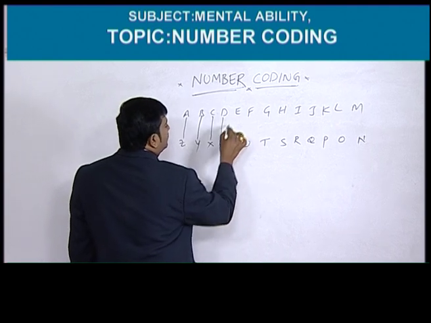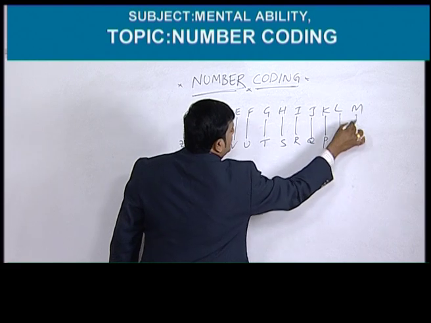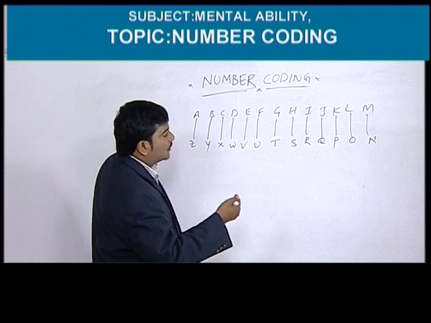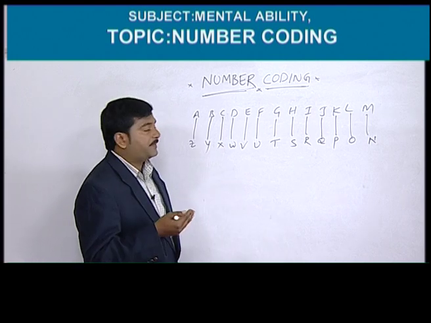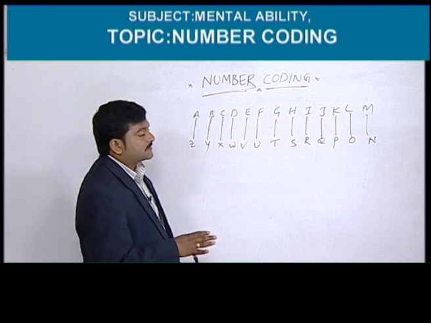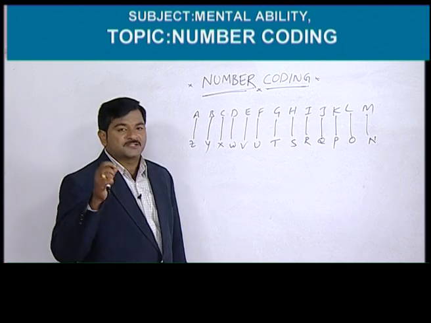Similarly, coding is made in some problems in this way also. The code for M is N, the code for L is O, the code for K is P, the code for J is Q and so on. To recognize or remember this kind of codes, we assign some words.